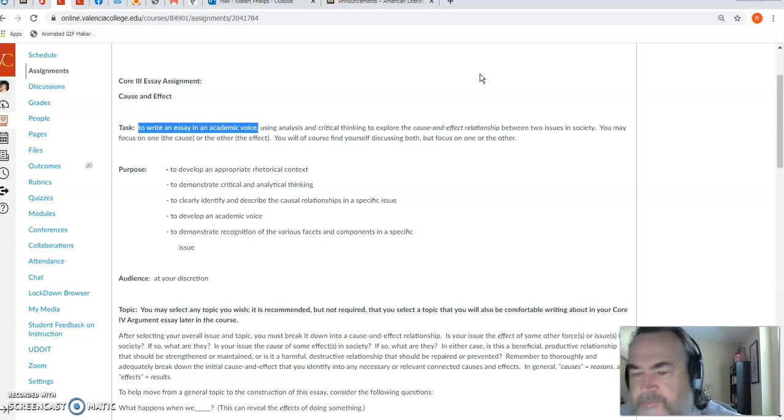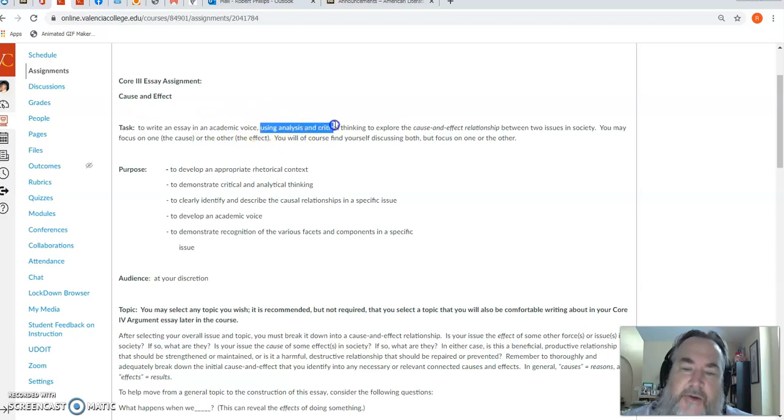So anyway, we'll keep reading through this. Academic voice, using analysis and critical thinking. Those are going to be important elements of an essay like this. To analyze the issue. Analyzing means to break down an issue into smaller points, to break down anything, to understand the parts so that you can understand the whole. That's basically what analysis means.